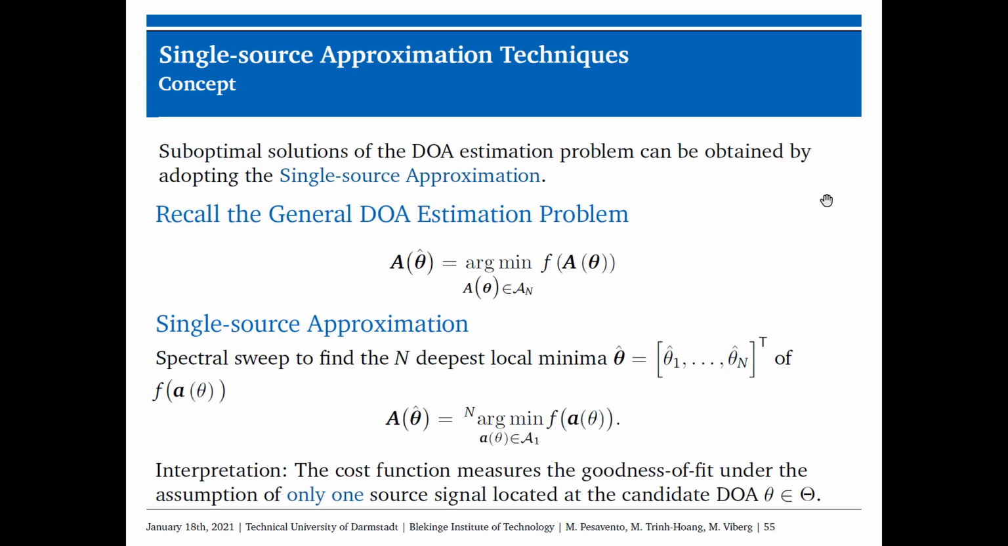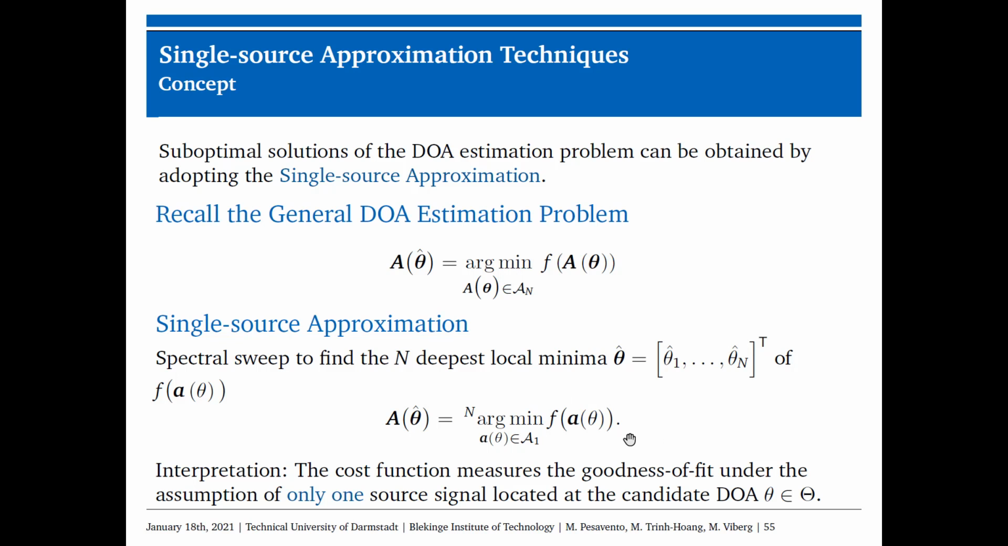In the single-source approximation, instead of searching for n DOAs at the same time as in the optimal parametric methods, we perform a spectral sweep. At a given direction theta, we compute the cost function f to that direction's steering vector a of theta, but not on the full steering matrix capital A of theta as given in here. This value is called the null spectrum at the given direction.